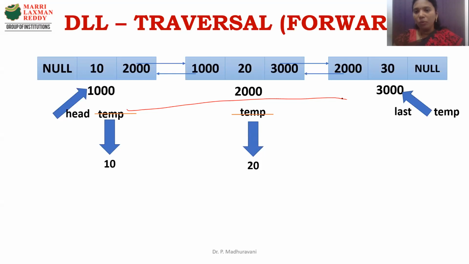Now temp has moved to the third node. Now print temp arrow data. Temp is referring to the address 3000 and temp arrow data is 30. So this is the procedure to traverse the doubly linked list in the forward direction.